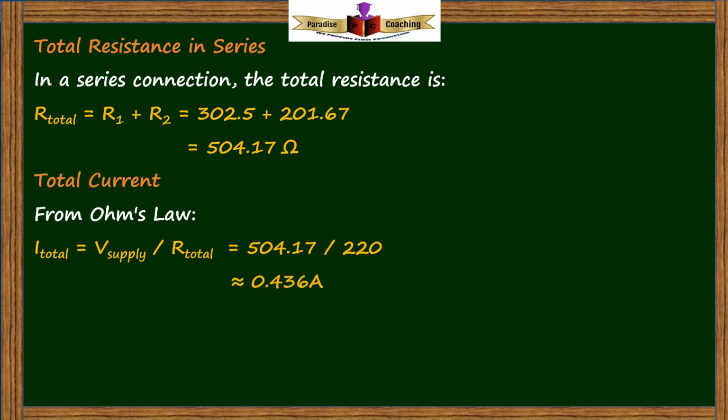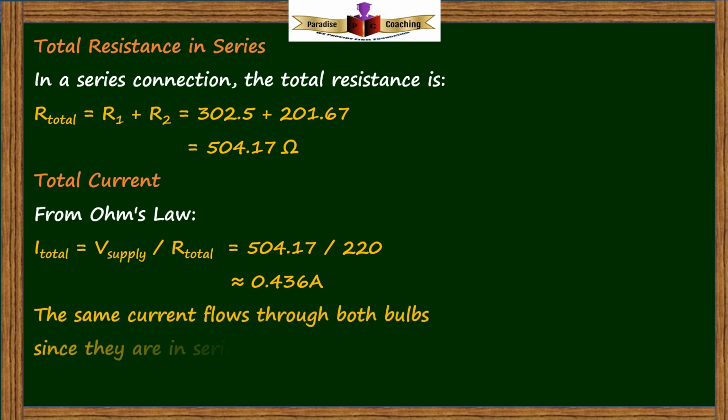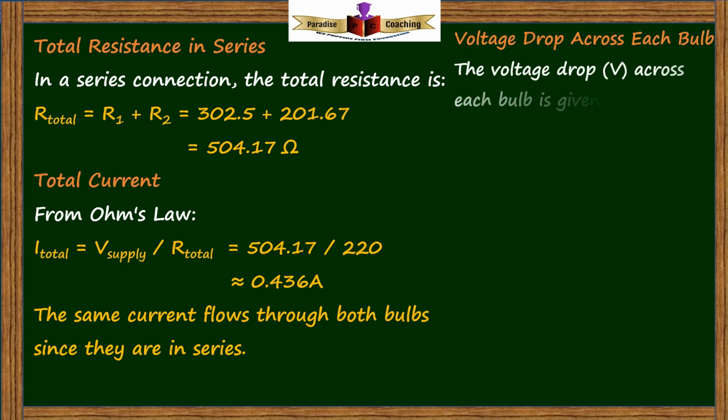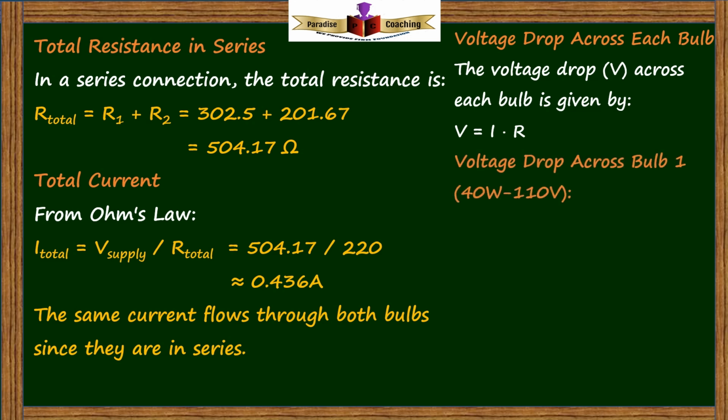Now the total current is calculated as follows. From Ohm's law, I total equals V supply by R total equals 220 by 504.17, which is almost equal to 0.436 ampere. The same current flows through both bulbs, since they are in series. Recall voltage across each resistor or bulb is calculated as a product of current flowing through it and resistance of each bulb or resistor.